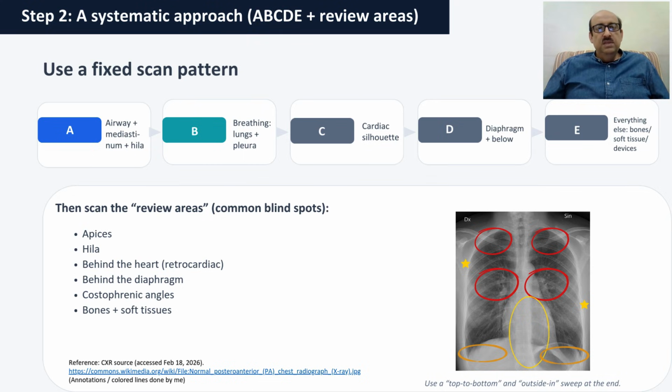Finally, coming to the business part of this video, or the real business part of the chest X-ray review, a systematic approach, which is step 2, ABCDE plus review areas. In terms of ABCDE, A stands for airway and mediastinum and hila, B is for breathing, which is lungs and pleura, C is the cardiac silhouette itself, D is the diaphragm and everything below it, and E is everything else, which includes bones, soft tissues and devices.